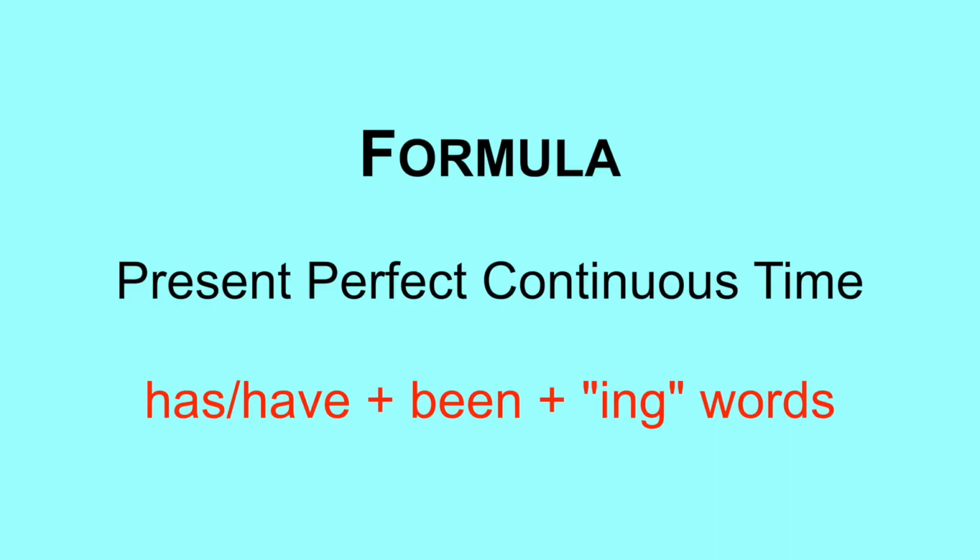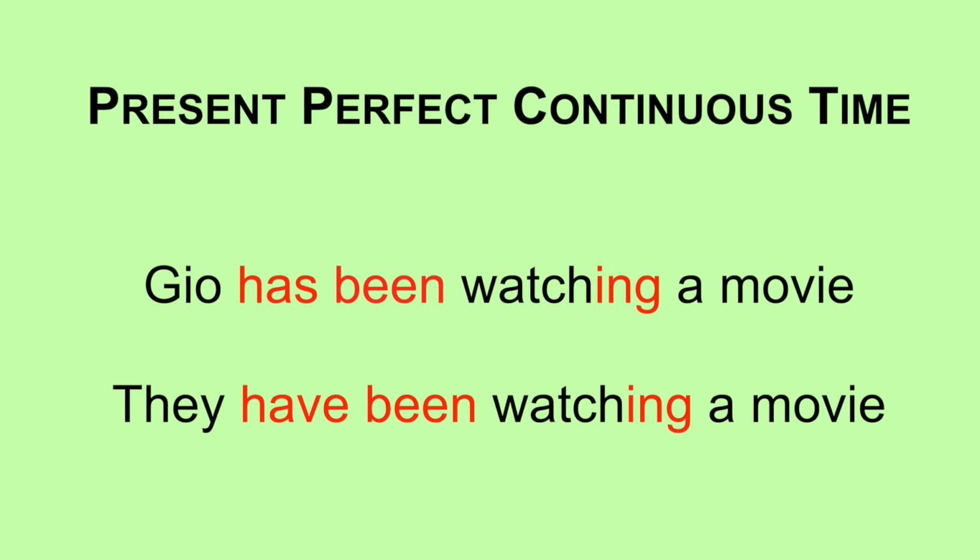What is the formula for present perfect continuous time? The formula is has or have plus been plus ing words. What is the example for present perfect continuous time? Gio has been watching a movie, or they have been watching a movie. What is the meaning of present perfect continuous time?